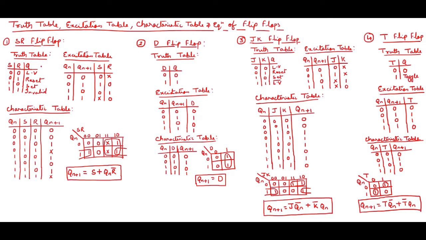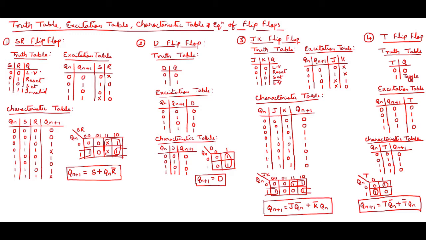You can see my earlier videos where I have described the flip-flop. Here I will go rather briefly, and I will explain the topics, that is excitation table, characteristics table and equations. Starting with the SR flip-flop, the truth table is S, R, Q. I have taken 0 0, 0 1, 1 0 and 1 1. For 0 0 it is the last value, for 0 1 it is reset, for 1 0 it is set and 1 1 is invalid.